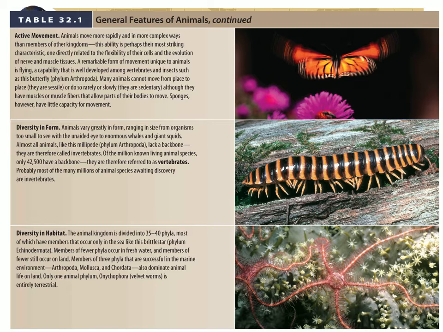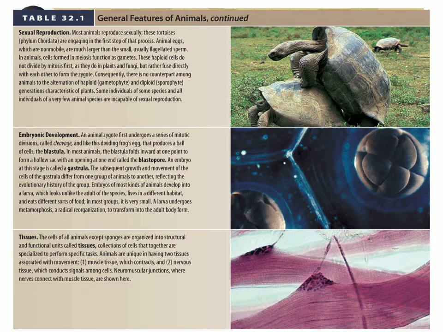Another big characteristic is that they are active. They move quickly, and this might be their most striking feature, although some of them aren't really doing much movement. But they have tissues for this kind of movement, muscle and nerve tissue, which allow them to respond quickly. Okay, and so they're diverse in form, diverse in habitat. There are some that can reproduce asexually, but the animals generally reproduce by sexual reproduction.